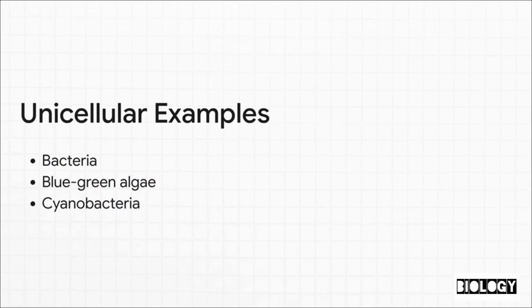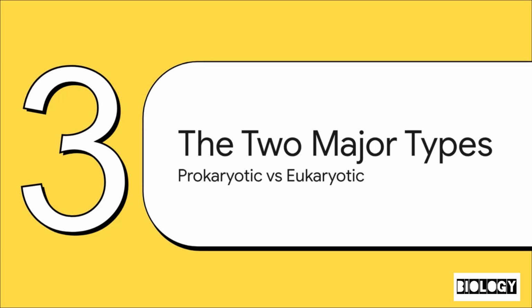And here are a few examples of those single-celled organisms. We've got bacteria, blue-green algae, and cyanobacteria. You'll definitely want to remember these names for your exams. They're really important examples. Okay, so now that we know about the number of cells, let's go a little deeper. Let's zoom right inside the cell itself to understand the next big classification, the difference between prokaryotic and eukaryotic cells.